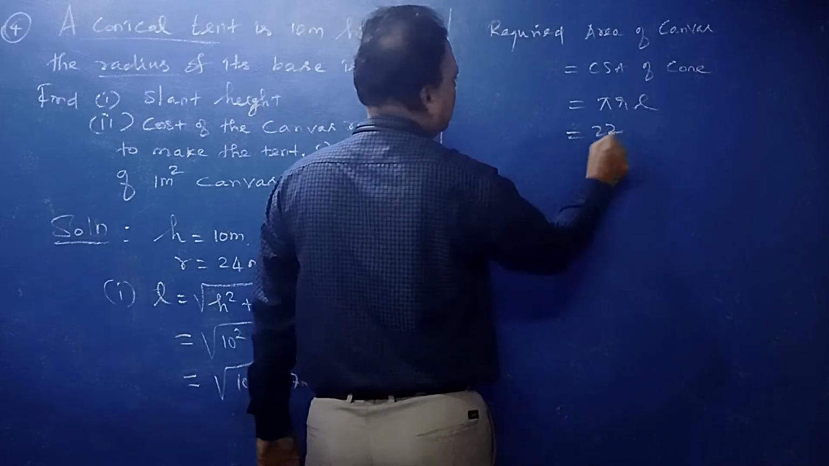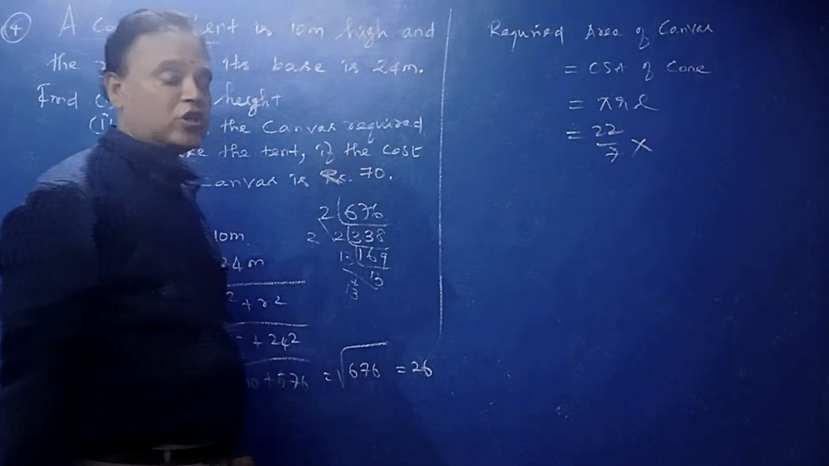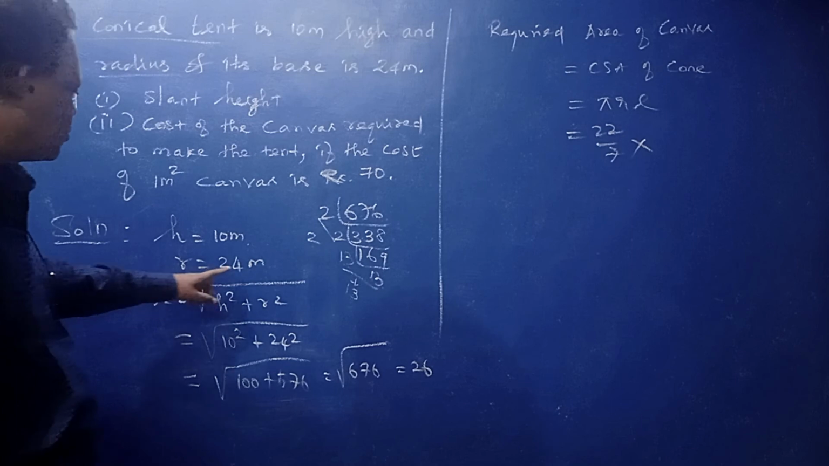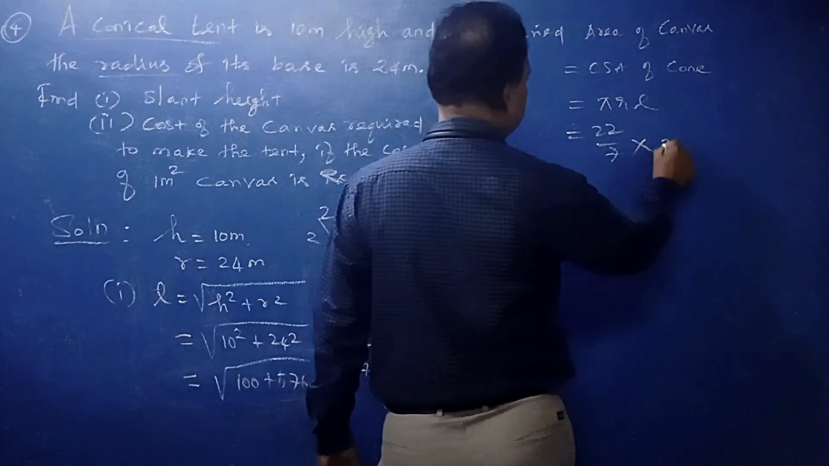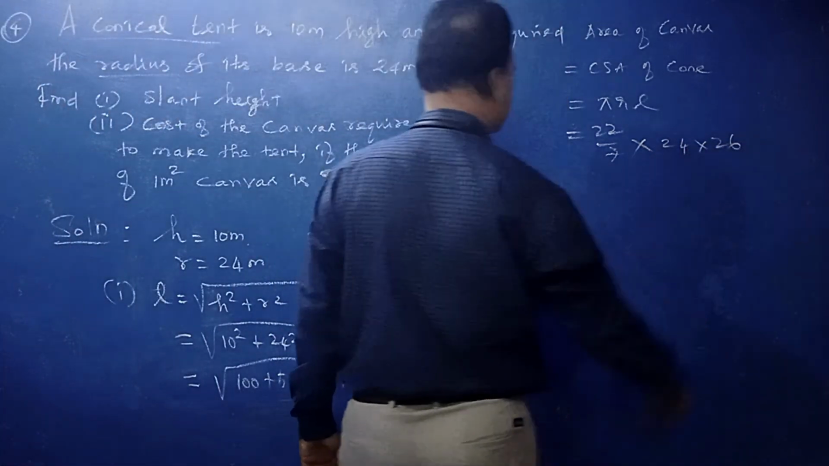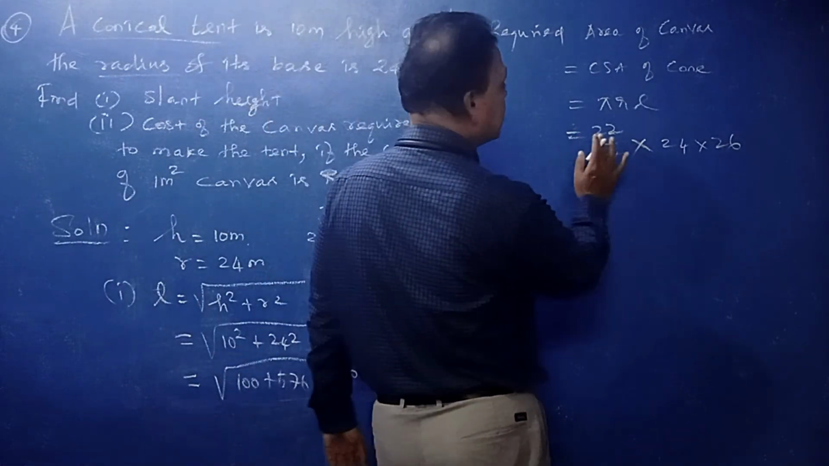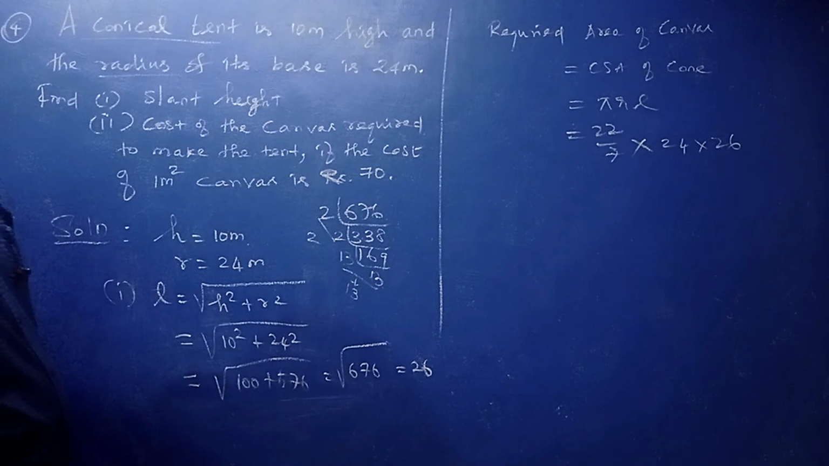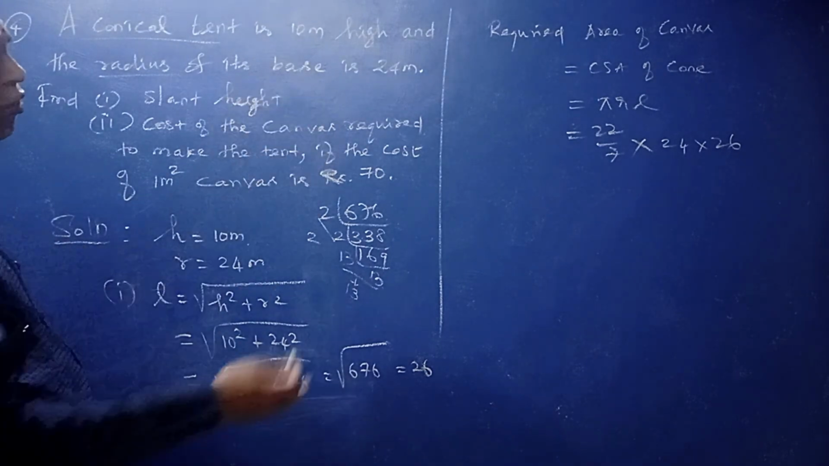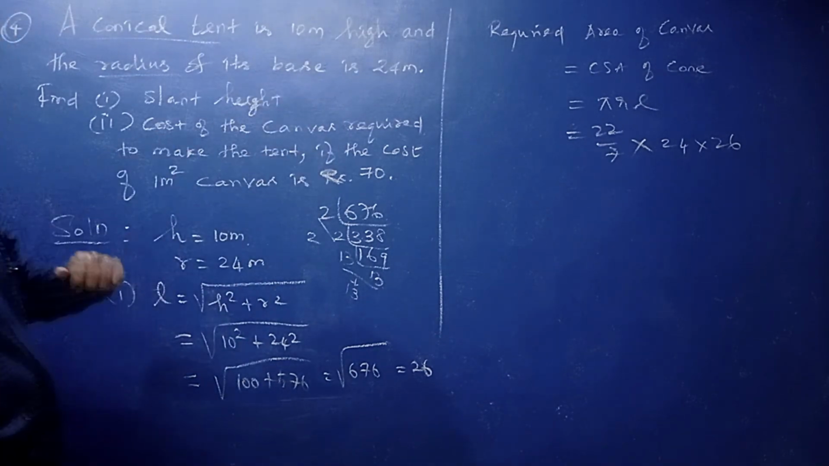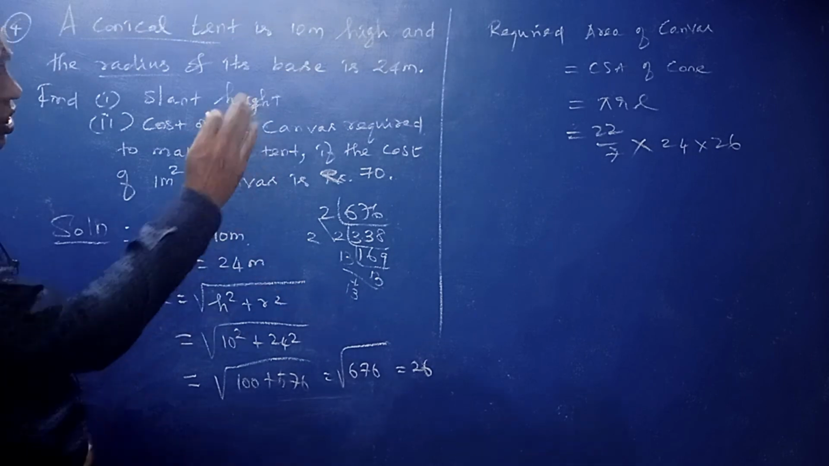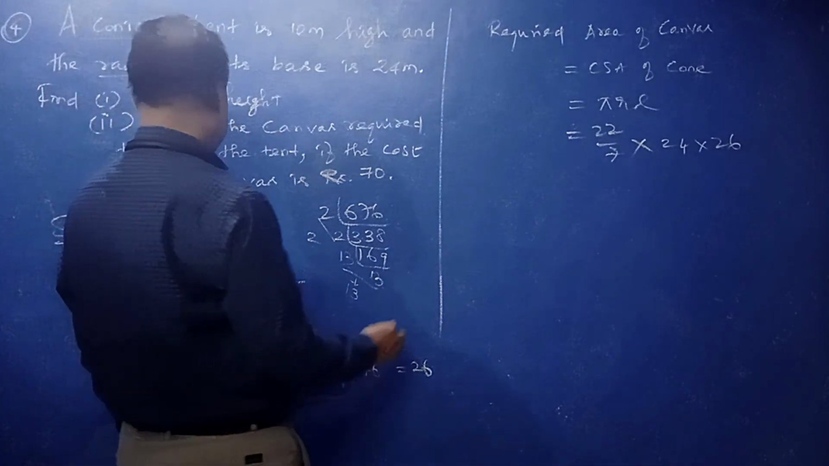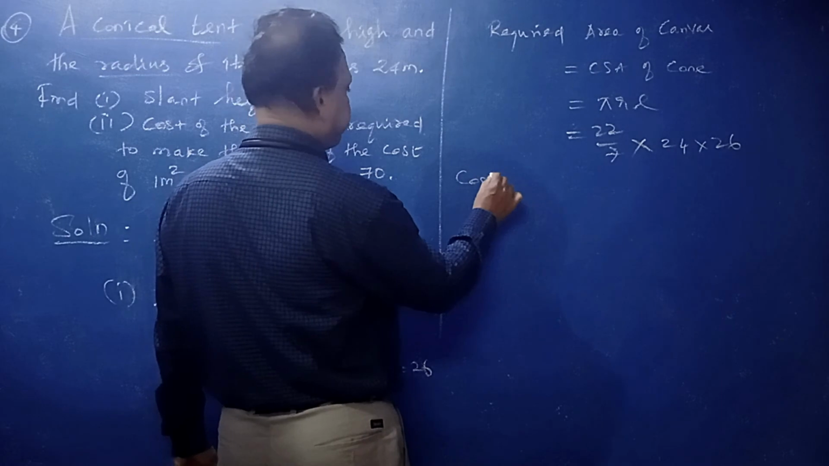Pi is 22 by 7, into r is 24, into L is 26. Better you keep this as it is, because here rupees 70 is given. That's why the 7 can easily cancel. We have to find the cost of the canvas required, that's why you keep this as it is.